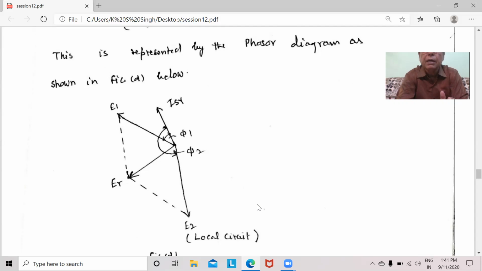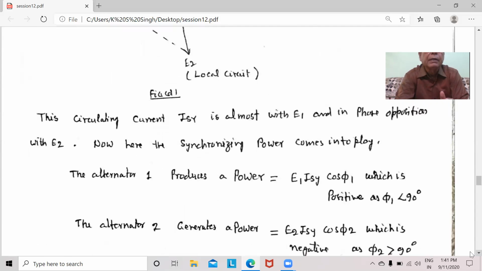This is the phasor diagram, and what will be the power connected by this? The circulating current ISY is almost with E1 and in phase opposition with E2. Now the synchronizing power comes into play. If you take alternator 1, it produces a power from the induced voltage E1 of the first machine, the circulating current ISY, and the angle between ISY and E1, that is cos phi 1.